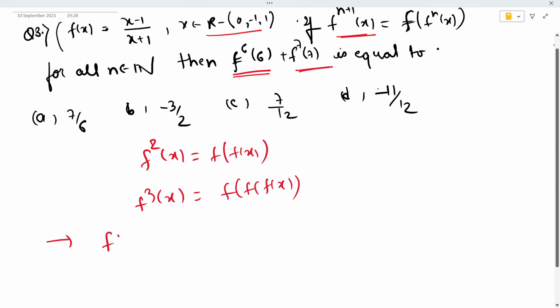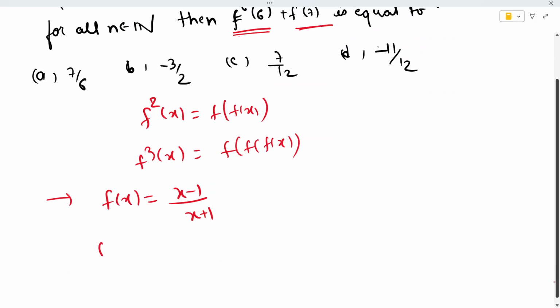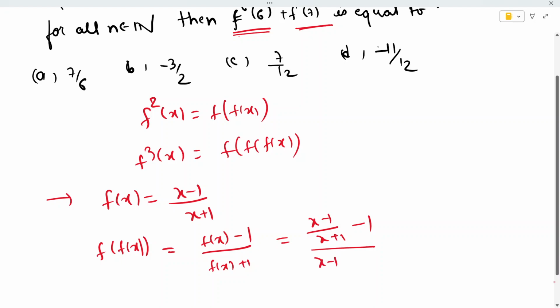Or given fx is equal to x minus 1 upon x plus 1. Okay, now you have to assume f of fx, you have to evaluate. When you evaluate f of fx, so you get fx minus 1 upon fx plus 1. Okay, substitute the value of fx, x minus 1 upon x plus 1 minus, this is just calculation, nothing else. You can do it your own self also, just I'm writing down the calculation. This is equal to minus 1 upon x.